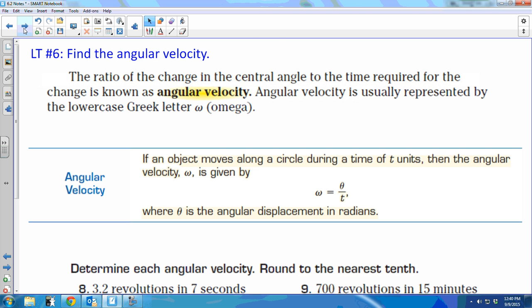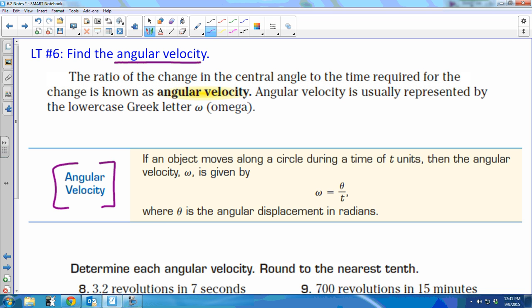All right, learning target number 6. We're finding the angular velocity. Angular velocity is just saying how many radians something is moving in a certain amount of time. If you think about a point on the outside of a tire, your tire is rotating, so we want to know how many radians it's moving per minute, or radians per hour, or whatever. That's what angular velocity is. It's radians per some amount of time. You have this formula for angular velocity, which will be provided for you on the quiz. I just won't be telling you what anything stands for.